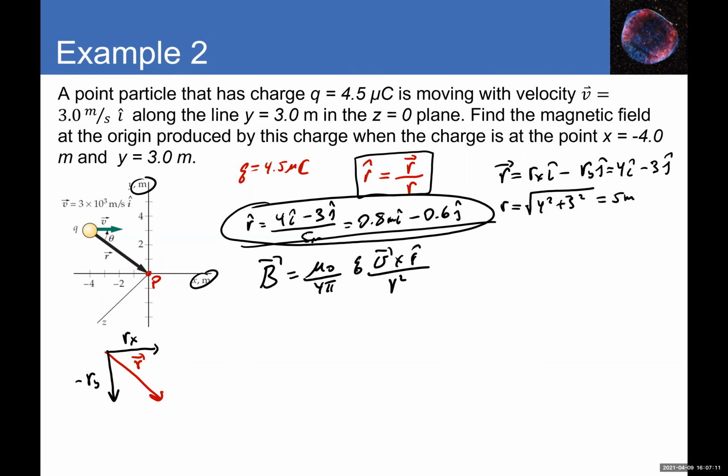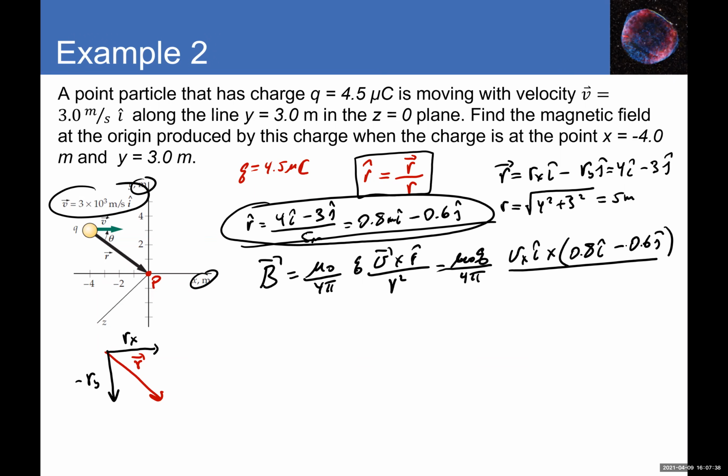Other than this, once you calculate R hat, it's pretty much the same thing. So what I have here is mu naught q over 4 pi, then v, remember v here is in terms of its magnitude, and it's horizontal again, so vx i hat cross, then for the R hat I'm going to put 0.8 i hat minus 0.6 j hat, divided by the magnitude squared, which is 5 squared, so 25 meters squared.